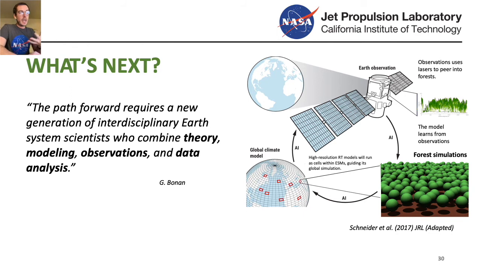And so when we answer these questions, we can go back and say, oh, okay, so what type of new Earth observations do we need? What do we need to look for? And so that's why I like to finish with a quote from Gordon Bonan that says that the path forward requires a new generation of interdisciplinary Earth system scientists who combine theory, modeling, observations and data analysis without discipline chauvinism, because we already have a lot of chauvinism in the world and we don't need any more. Thank you.